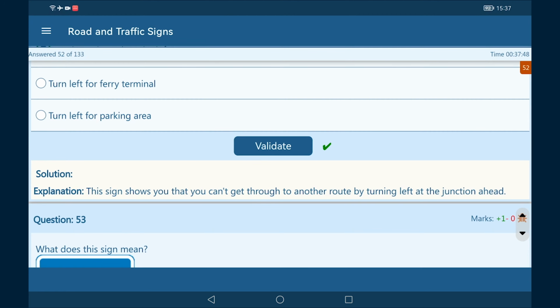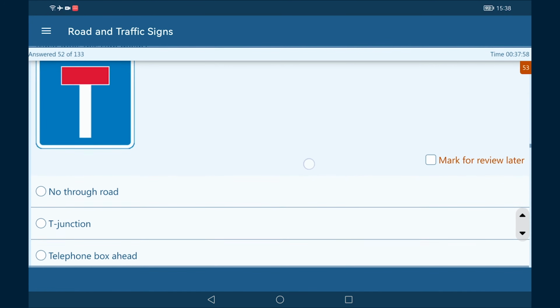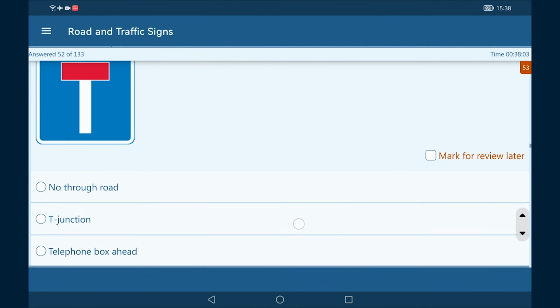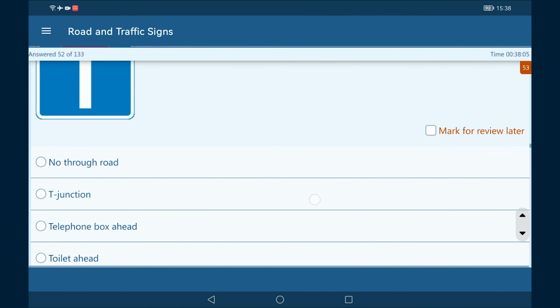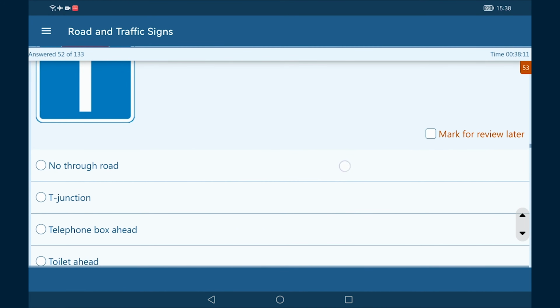Question 53. What does this sign mean? Option 1, no through road. Option 2, T junction. Option 3, telephone box ahead. Option 4, toilet ahead. The correct answer is Option 1, that is, no through road.